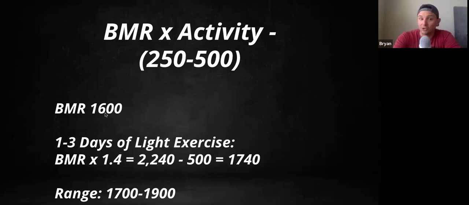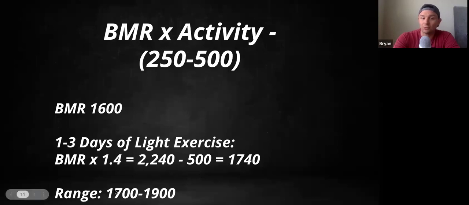So that 1,600 multiplied by 1.4 is 2,240. So now that's our maintenance calories, because you have to fuel that activity that you're doing now. When you take away 500 calories, that gives us 1,740. So that's well above our 1,600 mark.